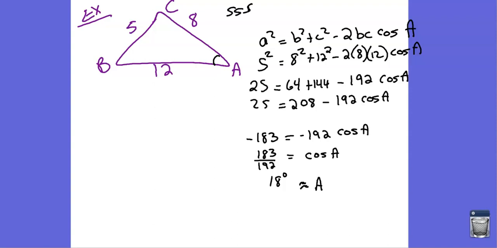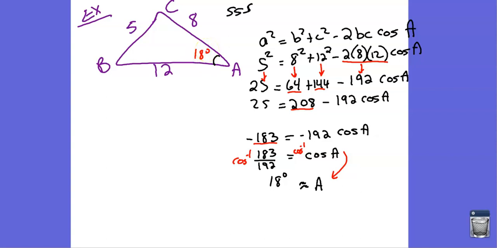So to solve it, you can pause the video and see the math that I did. Again, 8 squared, 12 squared, 5 squared, 2 times 8 times 12 is 192. I added these two together to get 208. I subtracted 208 and got negative 183, and I divided both sides by negative 192. And then once I get down to here, I just take the inverse cosine. So I'm literally doing the inverse cosine of both sides. So I get approximately 18 degrees for angle A.